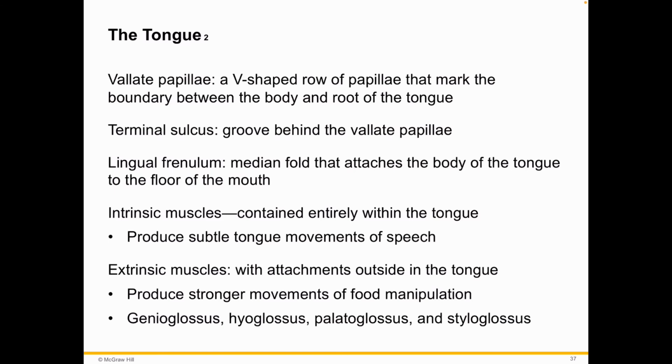The vallate papillae is a V-shaped row of papillae that are going to mark the boundary between the body and the root of the tongue. So it's a very visual thing. You can actually just see it. So the terminal sulcus is the groove behind the vallate papillae, right? You can kind of see the tongue kind of going here.